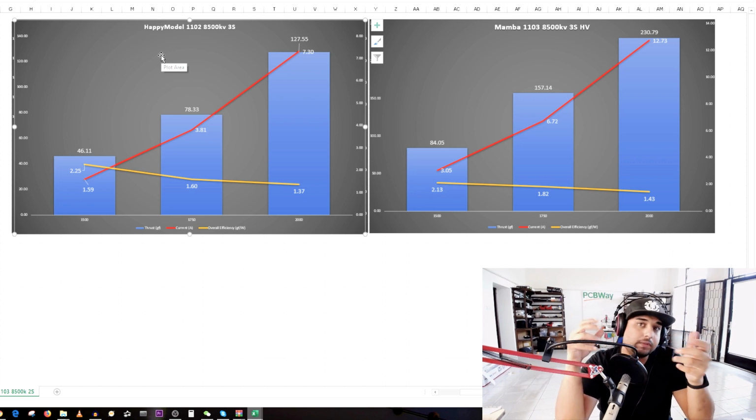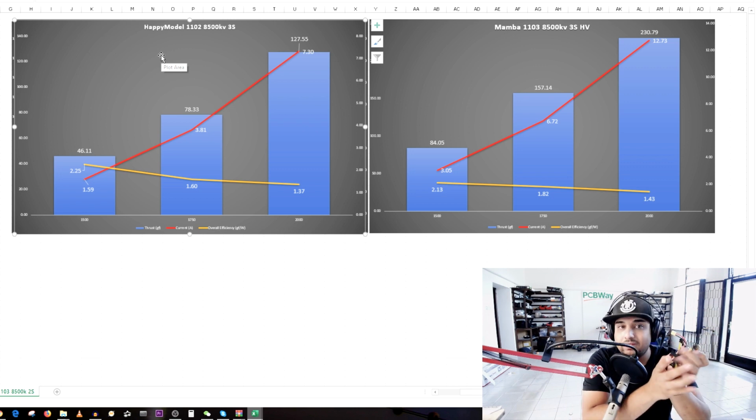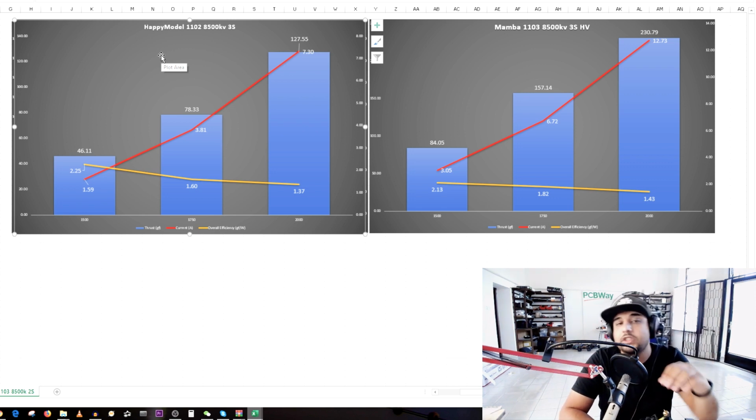Now you need to take something into consideration with this motor. Unfortunately, the motor holes on the Happy Model 1102 8500kV take 3 screws and it will not fit into a normal frame that has the 4 type screws, kind of like the Mamba and the Flywoo. So you are limited in terms of frames and you need to take that into consideration before you go and purchase it, or else you just might have it hanging around with no frame to put it on. So keep that in mind here.